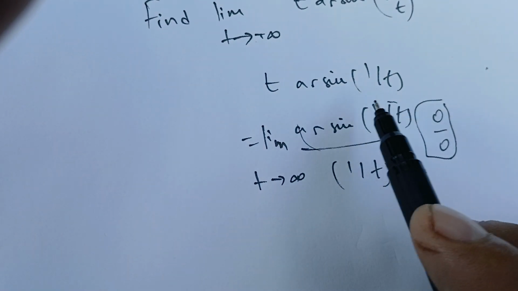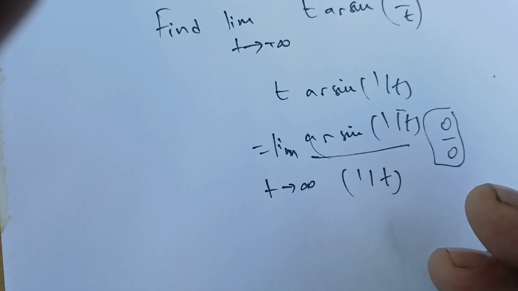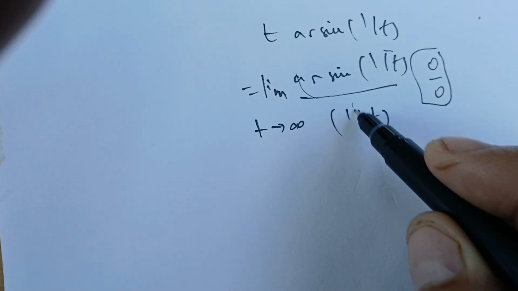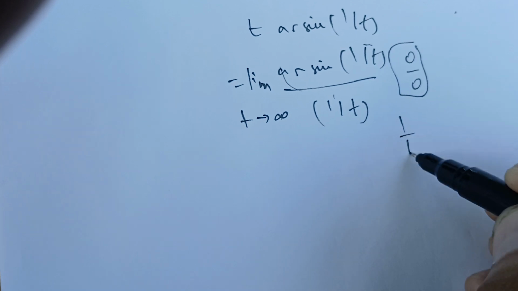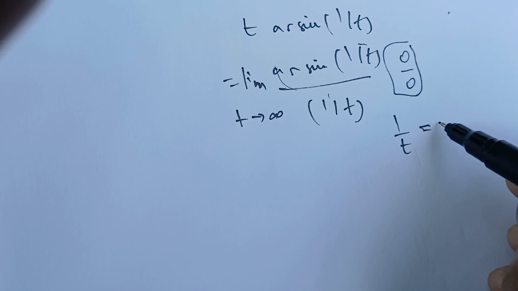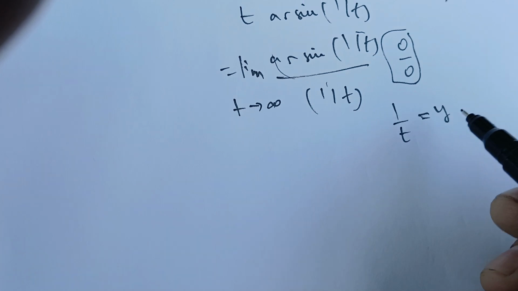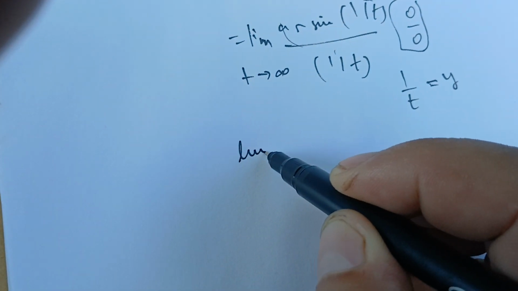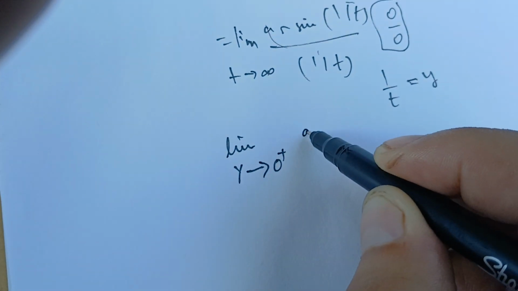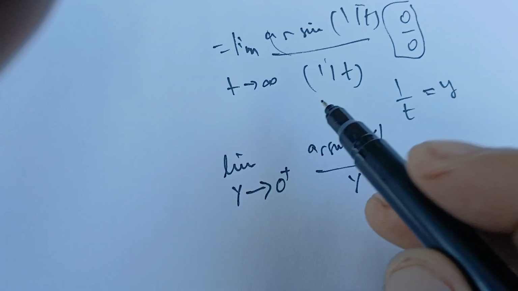We will simplify this problem, and we see that we can find this limit by two methods when we simplify the matters. So let's change this 1 over t to some y. Let 1 over t equal y. So as t goes to infinity, y is gonna go to 0 from the right. So we have the limit as y goes to 0 from the right of arcsine of y over y.